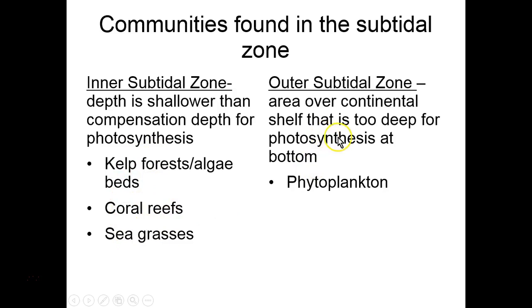In the outer subtidal zone, this is the area over the continental shelf that is too deep for photosynthesis at the bottom. Therefore, you can't have kelp forests and coral reefs and seagrasses because they have to grow from the bottom up. If there's no light on the bottom, then they can't grow. So instead, what we have in the outer subtidal zone, as far as the primary producers, are the phytoplankton.